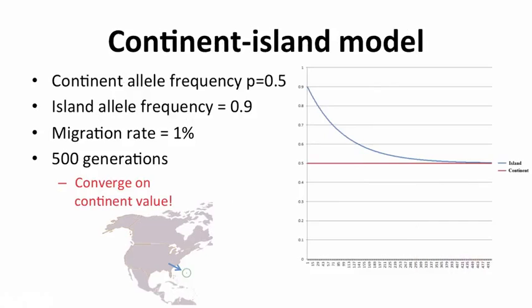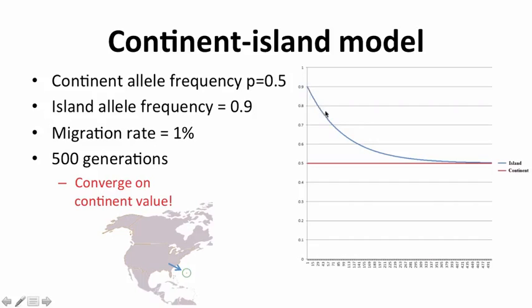In terms of the continent island model, let's say, for example, the red in this graph, where the x-axis is generations and the y-axis is allele frequencies, is depicting the allele frequency in the continent, which we'll say is 0.5. The blue is depicting the allele frequency on the island, which we'll say is 0.9 for big A. What we see happening, and this is with a very low migration rate, this just means that 1% of the individuals on the island are recent arrivals from the continent.